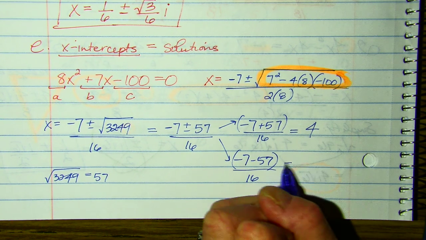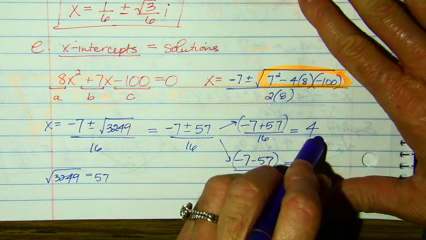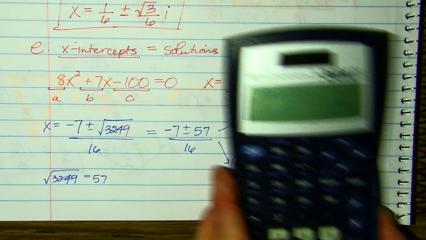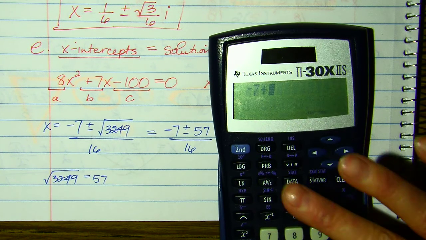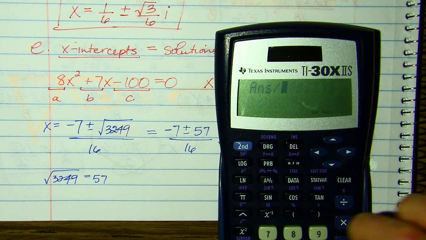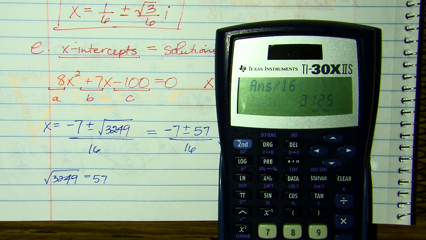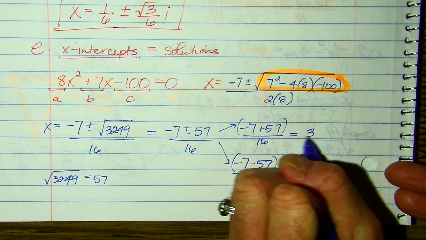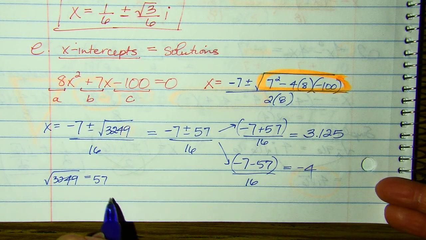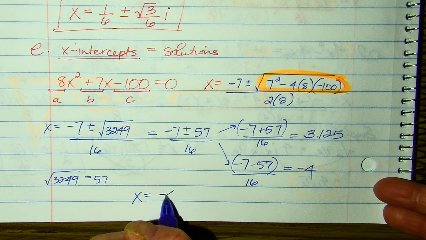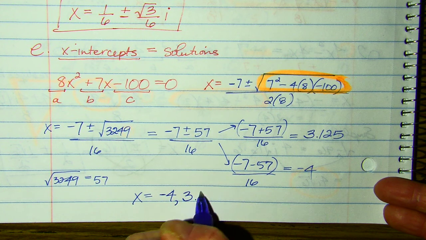This is -4. I messed up here. Hold on. Yeah, I messed up that one. -7 plus 57 is 50. 50 divided by 16 is 3.125. So I would say that x equals -4 and a positive 3.125.